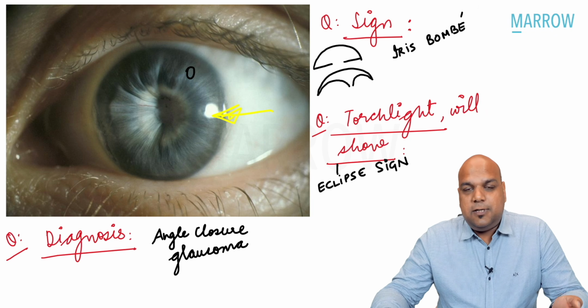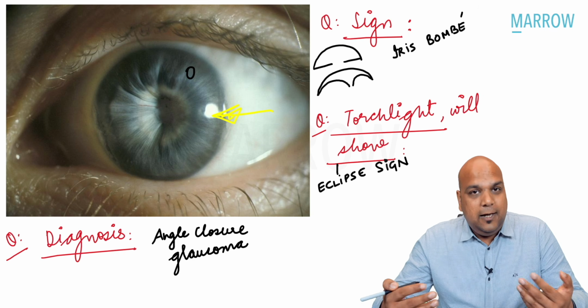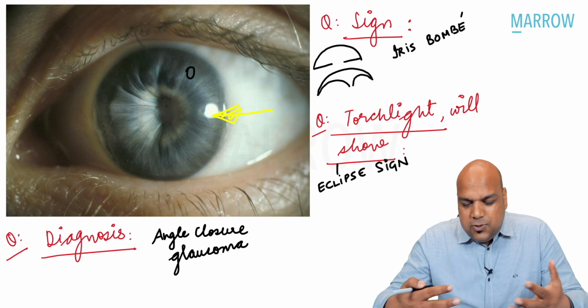The drug of choice is you have to reduce the IOP because the IOP is very high, so you give IV mannitol followed by pilocarpine drop. So we know all this.